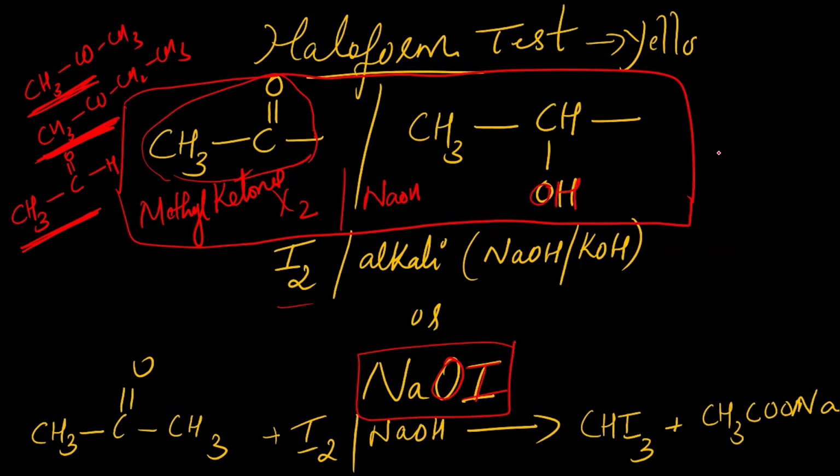CH3CH(OH), for example CH3CH2OH, ethanol. This group is there, so this will undergo the haloform test. In the haloform test, you will get a yellow precipitate. If you get a yellow precipitate, you can understand that the compound is undergoing the haloform reaction, so you can find out which organic compound it is.